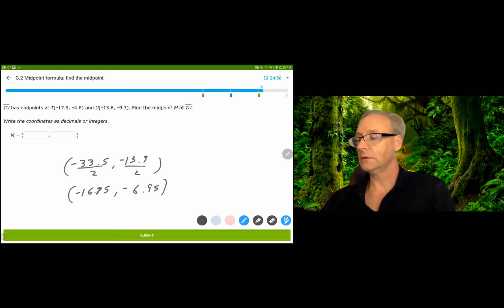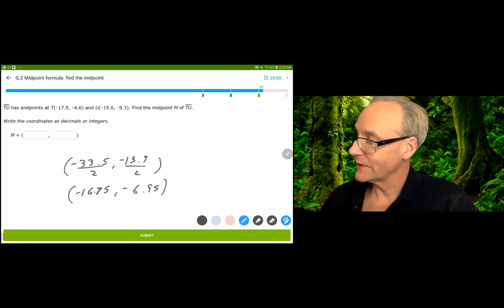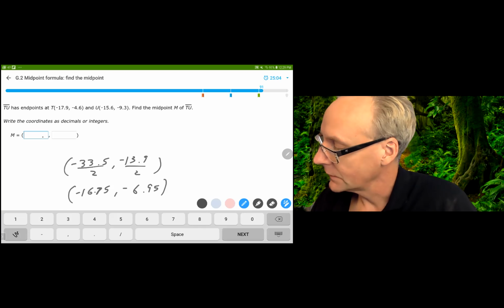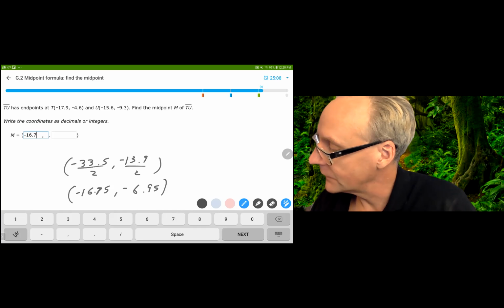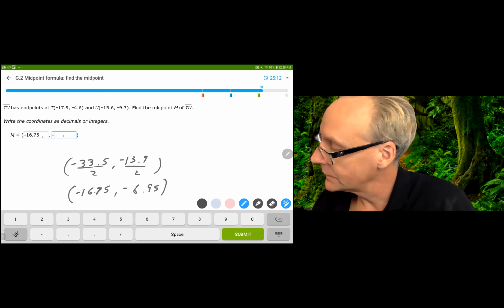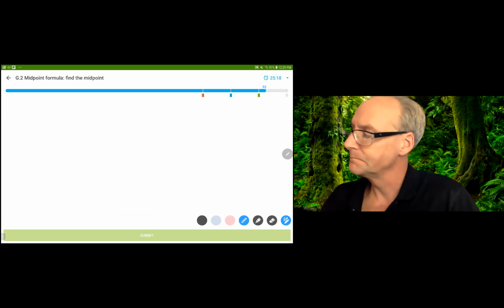Wow. Okay. Am I going to check my calculator? No. If I mess this up, I deserve to go backwards. Negative 16.75. Negative 6.95. Maybe I'll grab a calculator on another one, but maybe not.